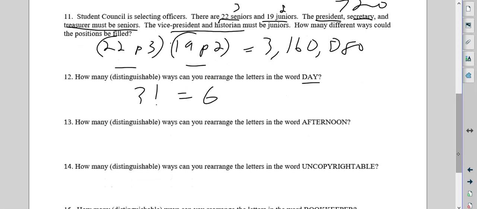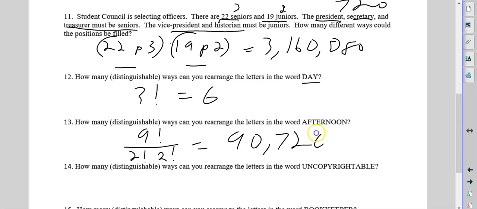What about the word afternoon? Well, there's 9 letters in afternoon, but there's some repeating letters. There's 2 N's and there's 2 O's. Okay, so once we calculate that out, we get 90,720 ways.